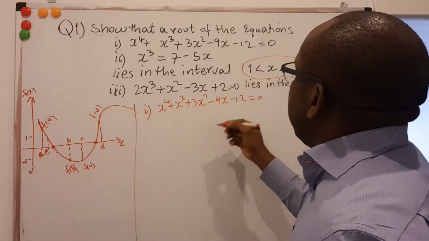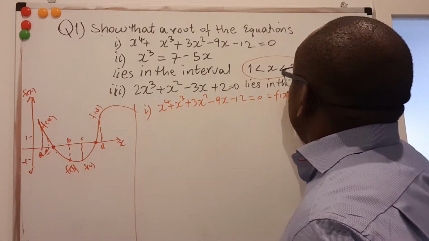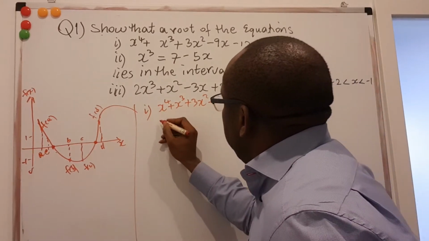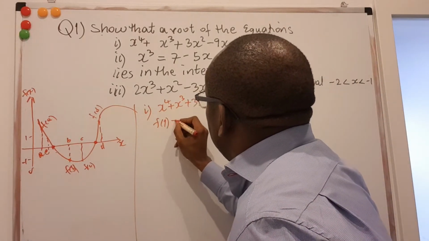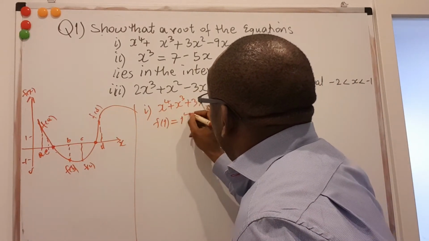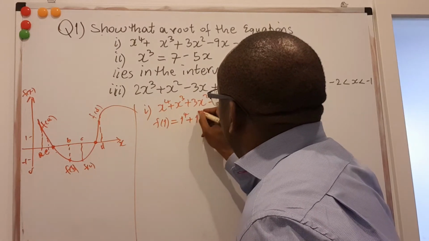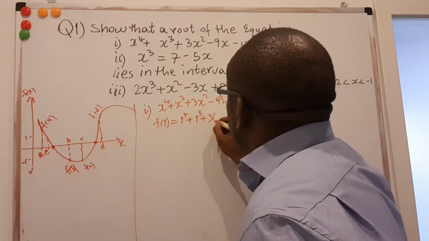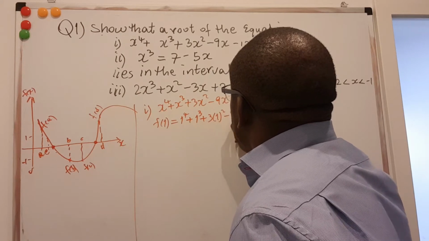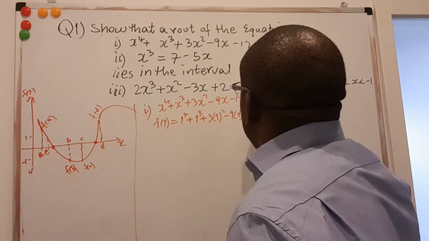So let me say this function is f of x. Let's just call the function f of x. Then it means that my f of 1 would be equal to, I put 1 here, 1 to the 4th power plus 1 to the 3rd power plus 3 times 1 squared minus 9 times 1 minus 12.